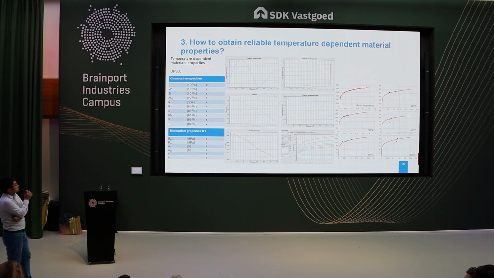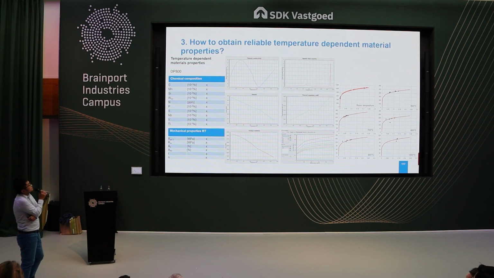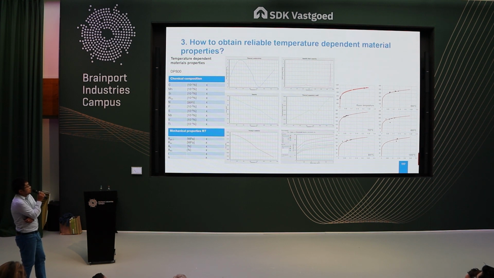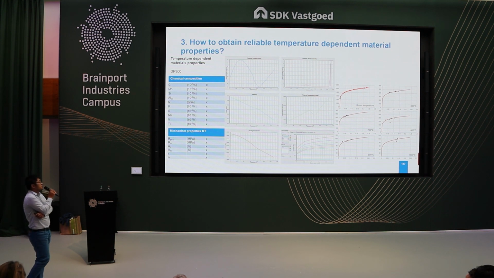Due to confidentiality, I deliberately hide the chemical composition, but you can see from the images in the middle that based on the chemical composition, we can calculate the thermal and physical properties up to melting, namely thermal conductivity, specific heat, density, and expansion coefficient.